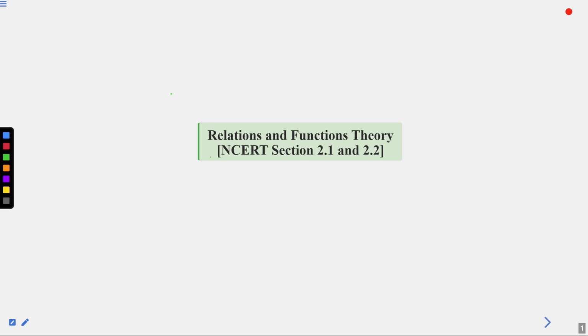In today's session, we will be covering relation and function, some theory part. Mainly NCERT section 2.1, the introduction part, and 2.2.